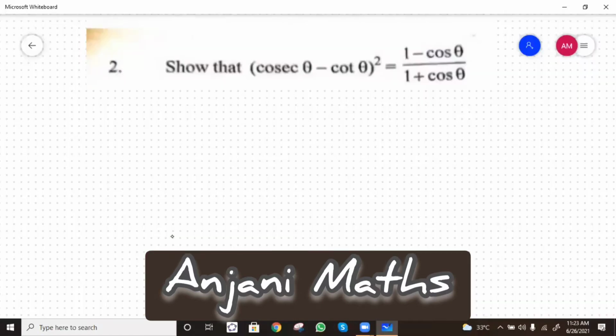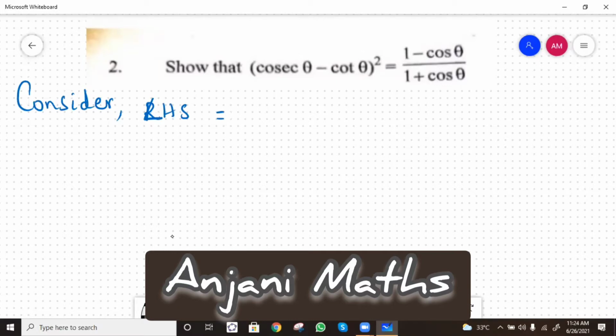Next problem. Show that cosecant theta minus cot theta whole square equal to 1 minus cos theta by 1 plus cos theta. So we have to show left hand side equal to right hand side. Consider left hand side and we will show that it is equal to right hand side.